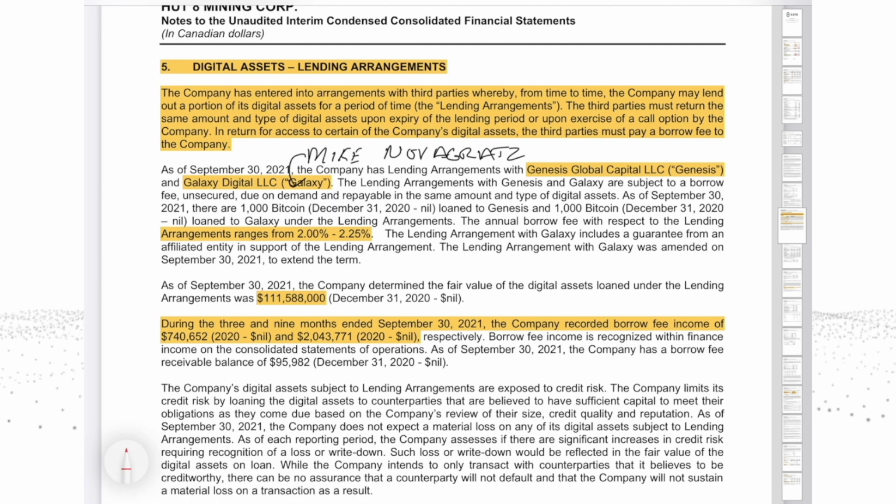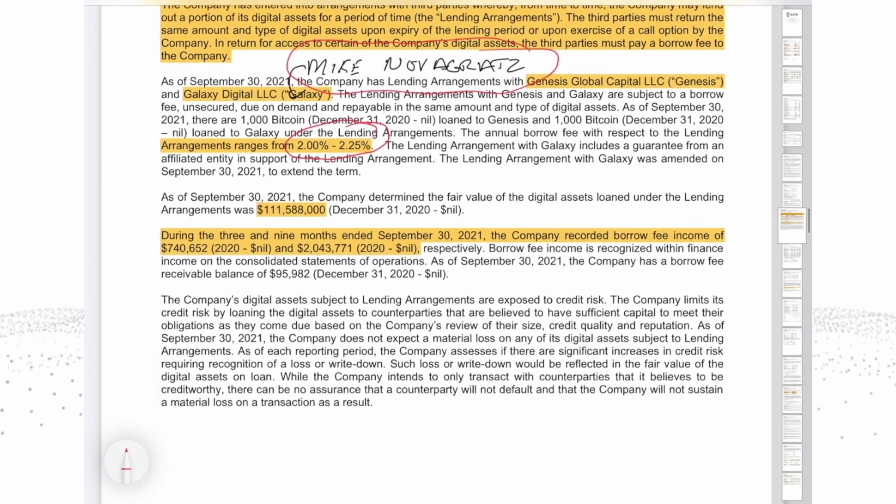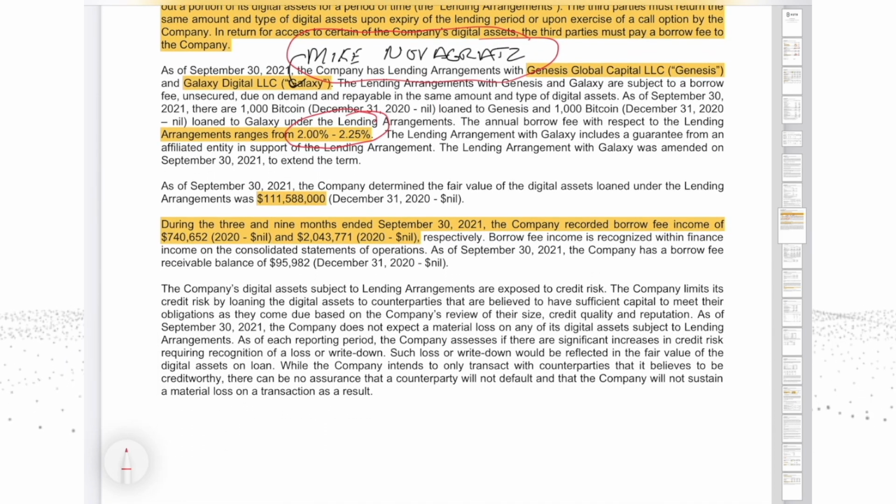So we got Genesis Global Capital, which is one of them, and then you also have Galaxy Digital. So Galaxy Digital, I believe, is Mike Novogratz, if you know who he is. He's big time into crypto, tweets a lot as well, and is very bullish on Bitcoin in general and the cryptocurrency space. So the arrangements range from 2% to 2.25%, which is kind of low, but it's not bad. I don't think it's keeping up with the rate of inflation right now, but as Bitcoin continues to go up, that appreciation still continues on as well.